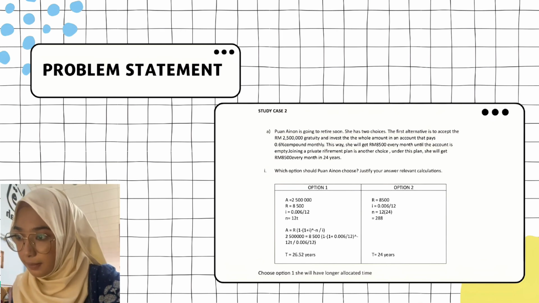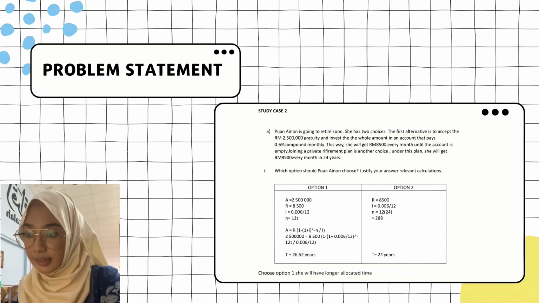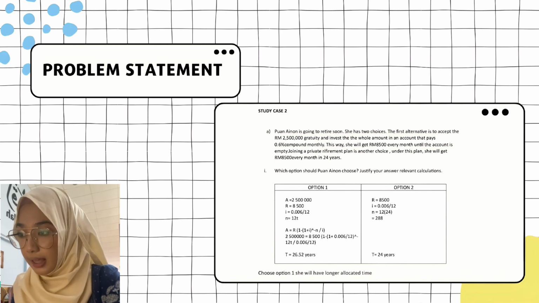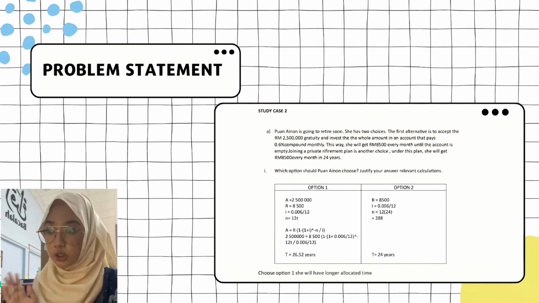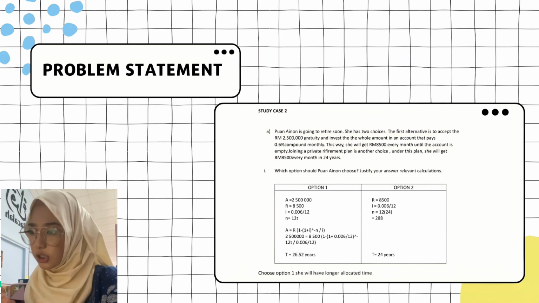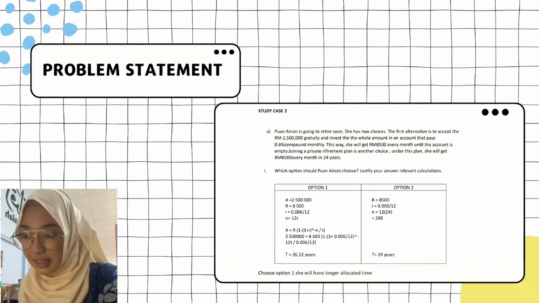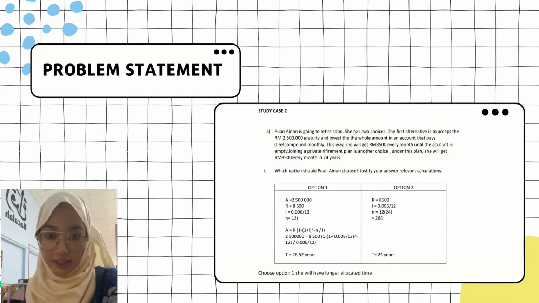China Private Retirement Plan is another choice. Under this plan, she will get 8,500 ringgit every month for 24 years. So, question 1 is, which option should Ayam choose? Justify your answer with relevant calculations.